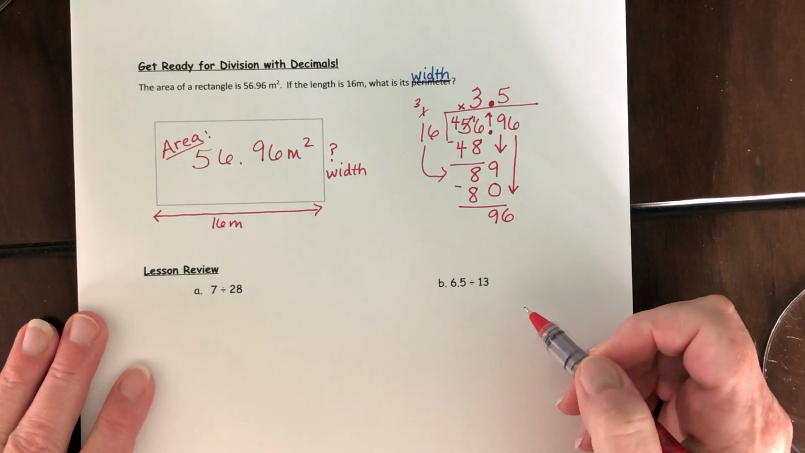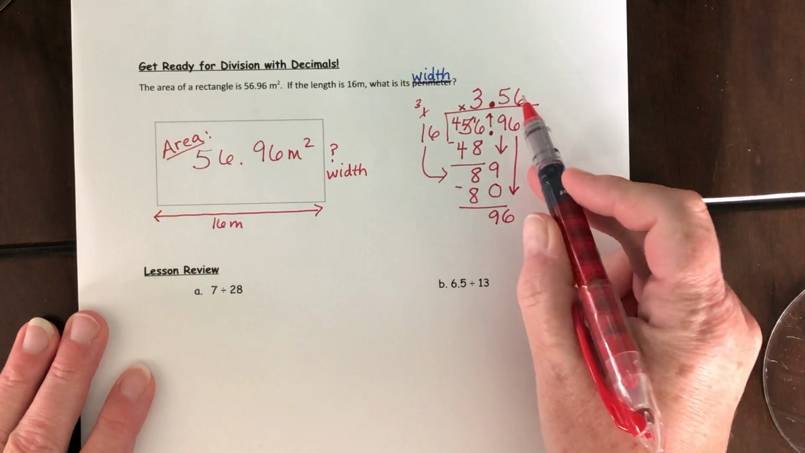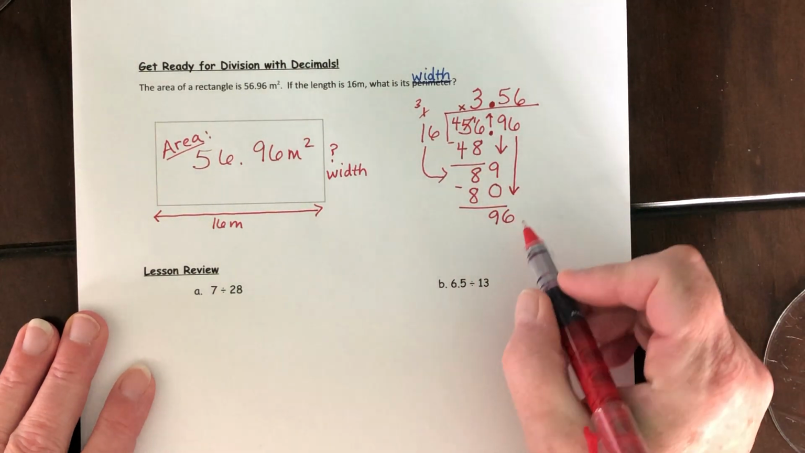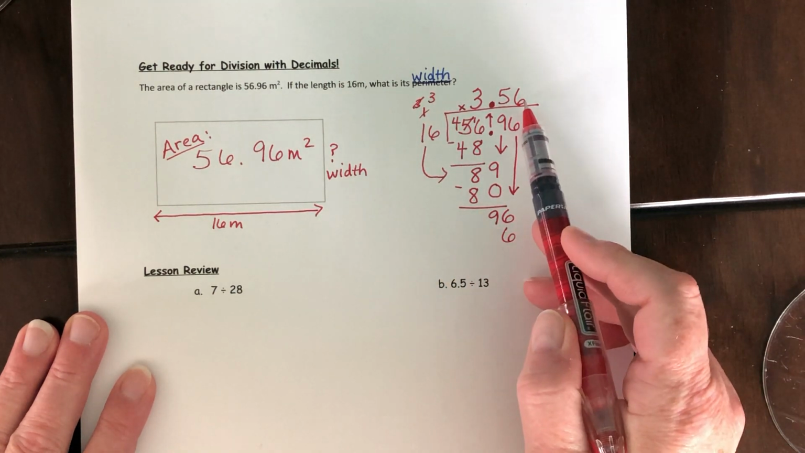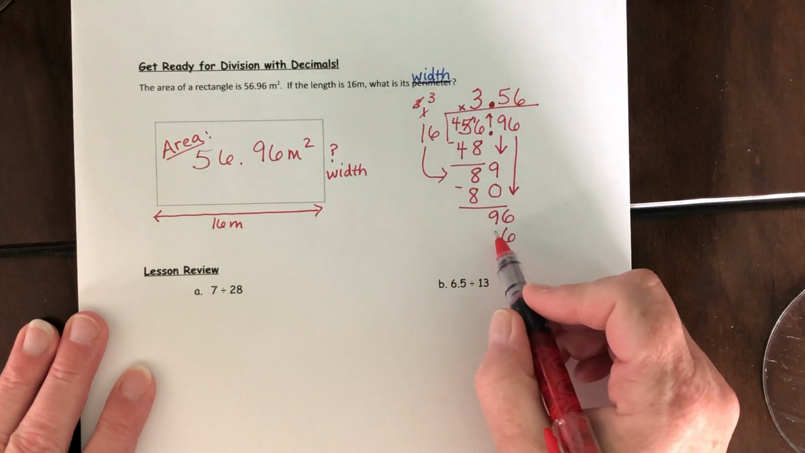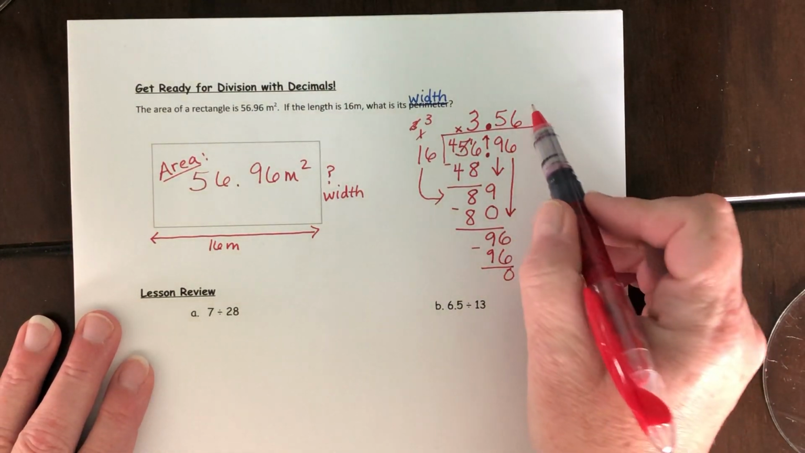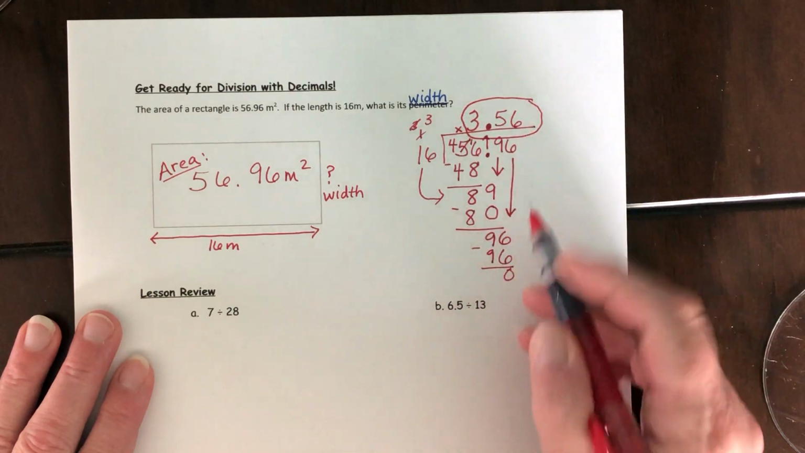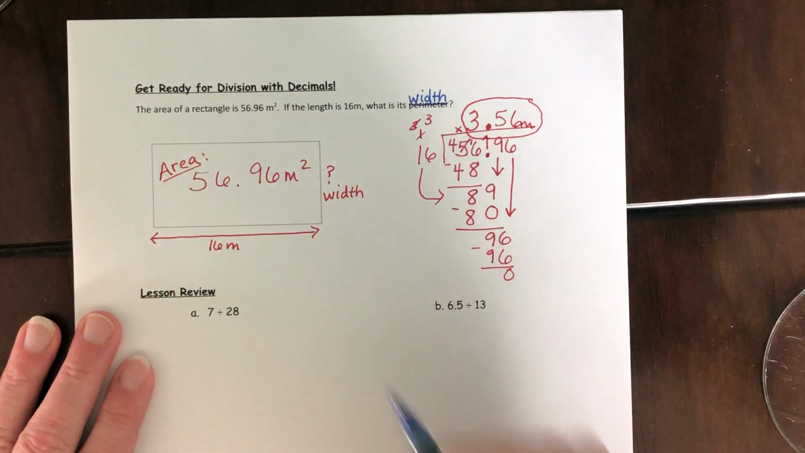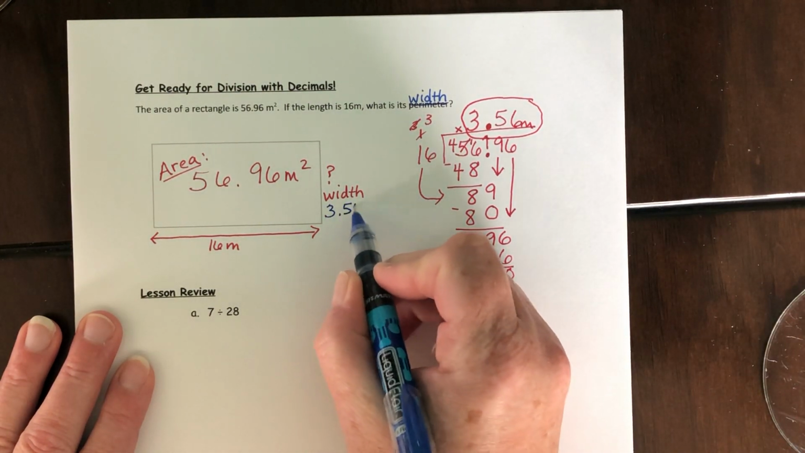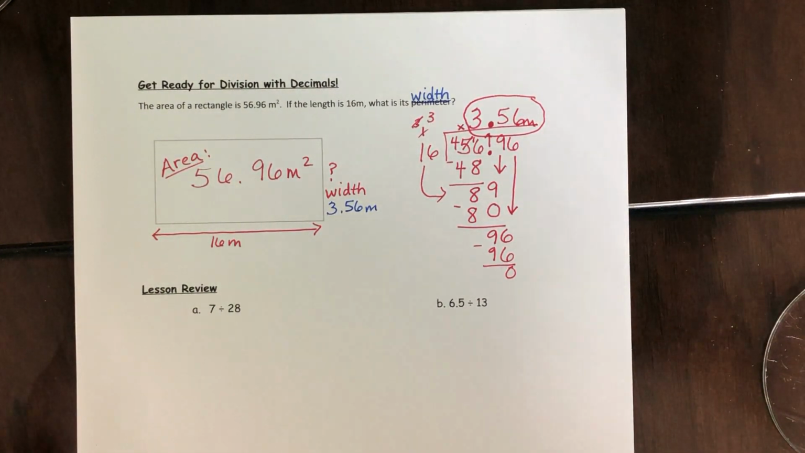Looking at my skip counting list, 16 will go into 96 exactly 6 times. So 6 times 6 is 36. I can put down the 6. It's got another 3 to carry over, and then 6 times 1 is 6 plus the 3 is 9. So that comes out evenly, and my quotient right here, 3 and 56 hundredths meters, is the width. So 3 and 56 hundredths meters. That's your width. Now let's take a look at the lesson review.